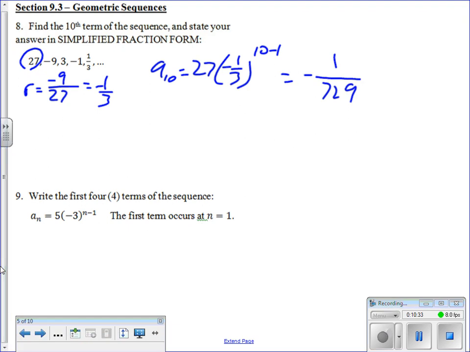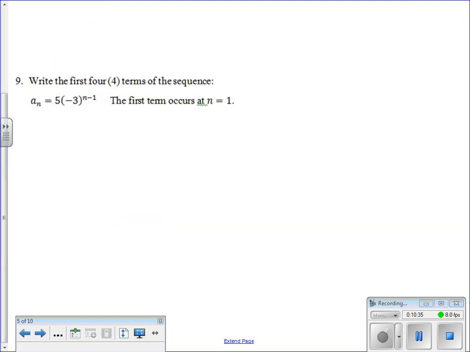So for question number 9, it gives you a hint. Write out the first 4 terms. The first term occurs at n equals 1. A sub 1 is 5 times negative 3 to the 1 minus 1 power. 1 minus 1 is 0. Negative 3 to the 0 is 1. So my first term is 5. Then I can plug in 2, plug in 3, plug in 4, and simplify it down.